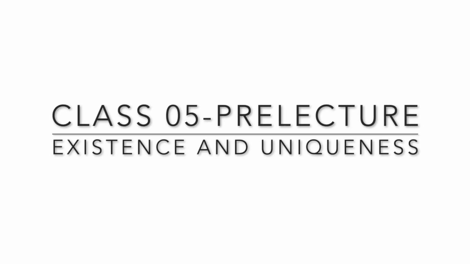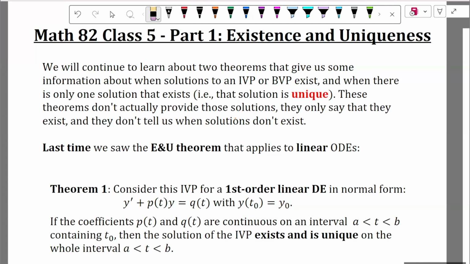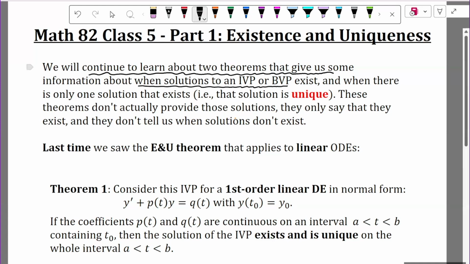For this video, go to the third page in your notes outlines for Lecture 5, and we will start there. In this video, we are going to learn about two theorems that give us some information about when solutions to an initial value problem or boundary value problem are going to exist. And if that solution exists, we need some guarantee that there is only one solution. That is, the solution is unique.